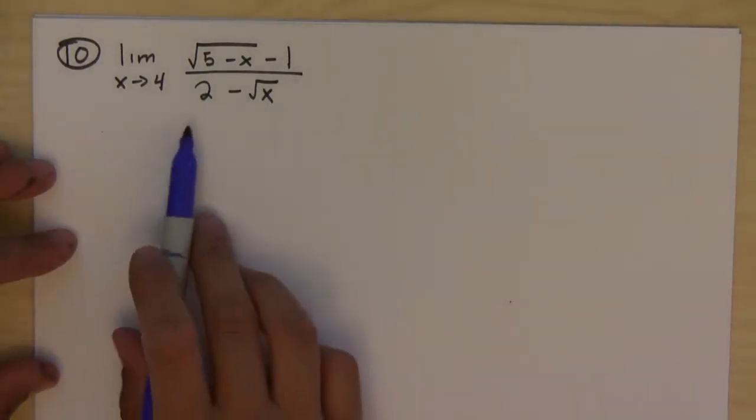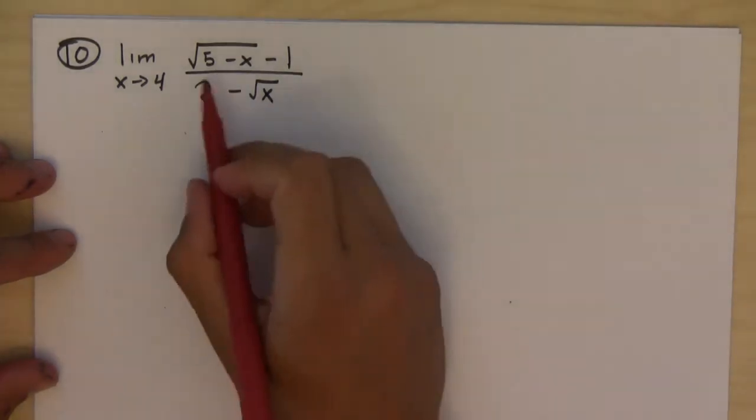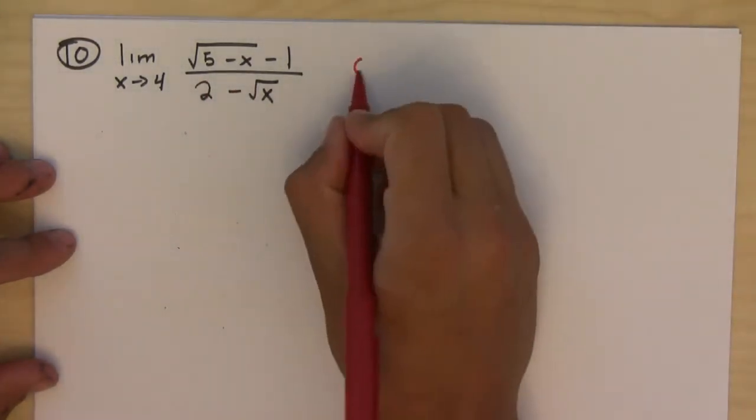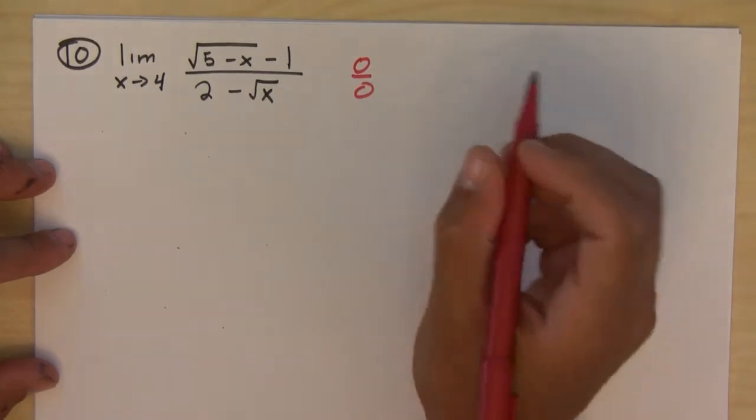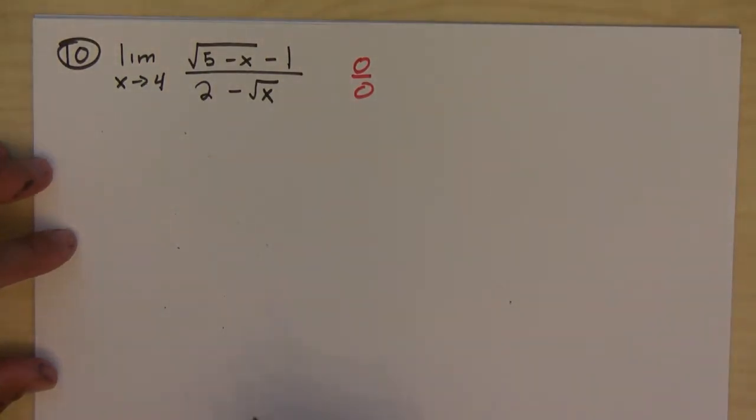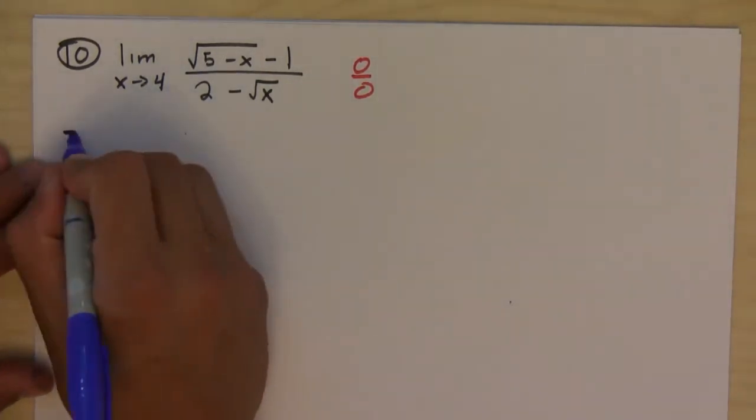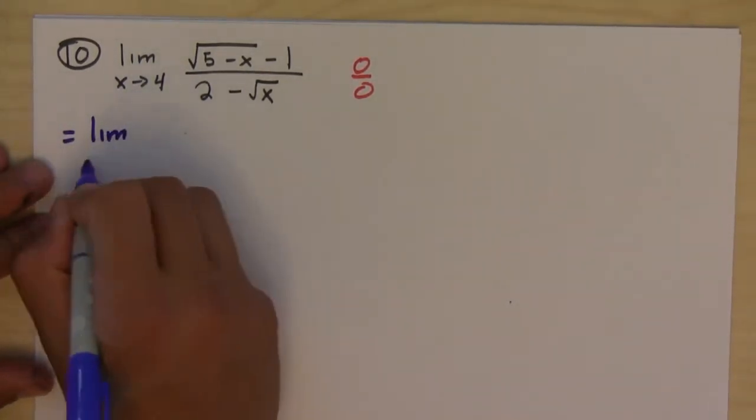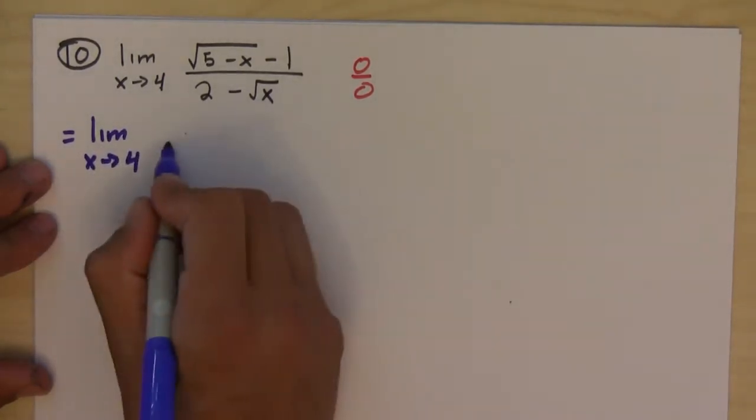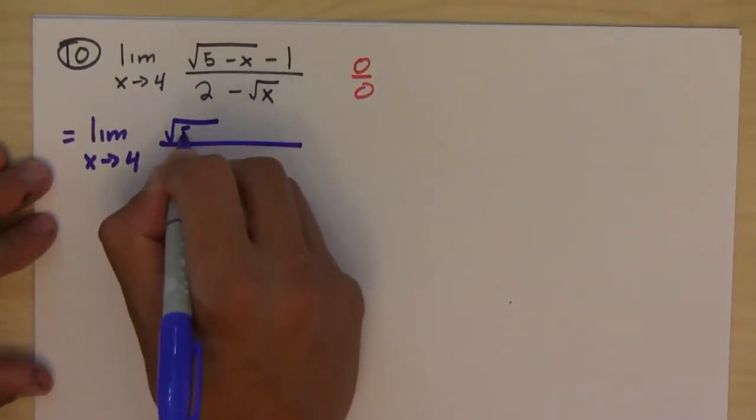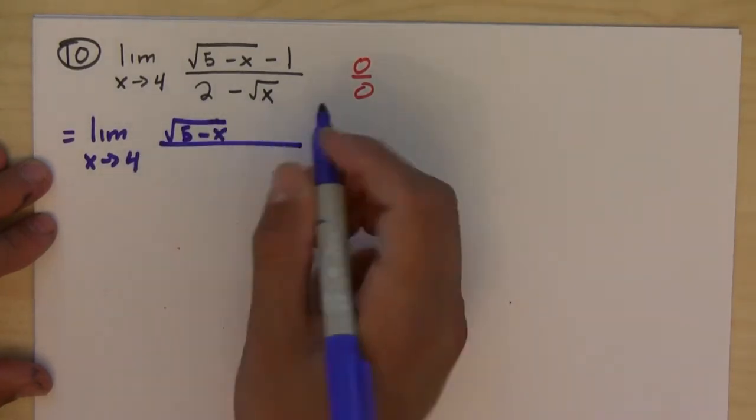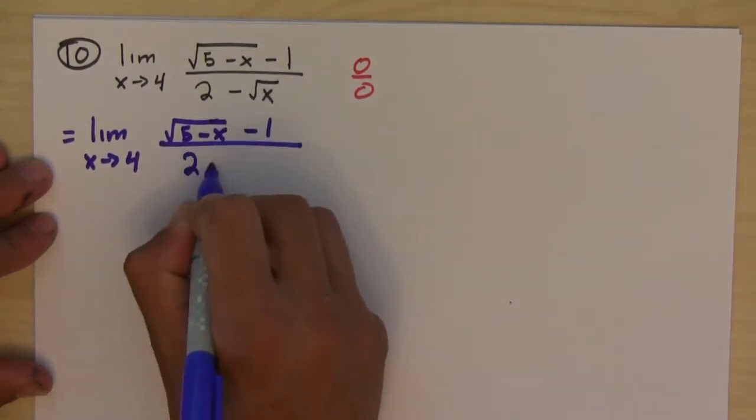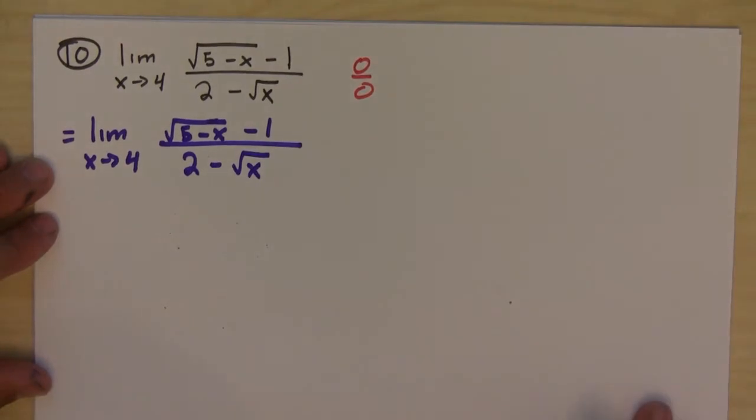Okay, so in this problem, let's see, if I plug in 4, I would get 0 over 0, and in this case it's not as obvious what to do, but let me just rewrite the problem down again. So I have square root of 5 minus x minus 1 over 2 minus square root of x. Okay, notice how I have square roots on the numerator and the denominator here.